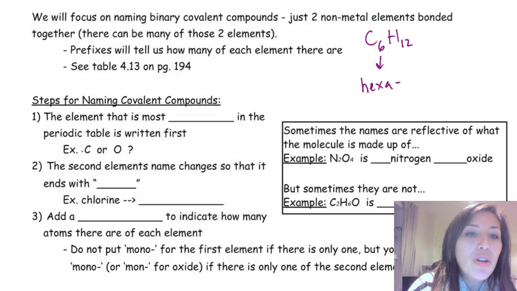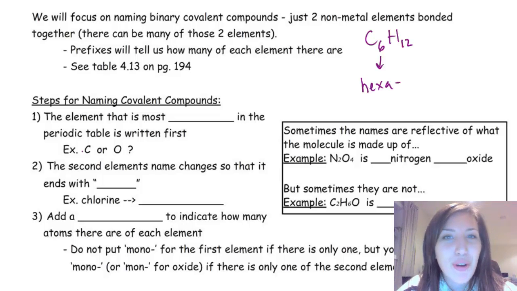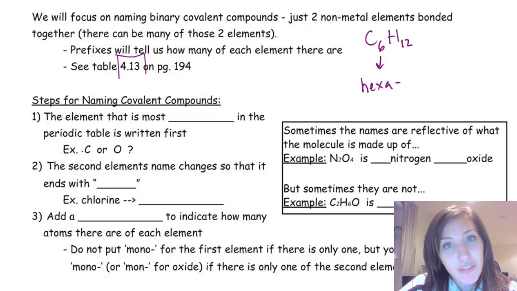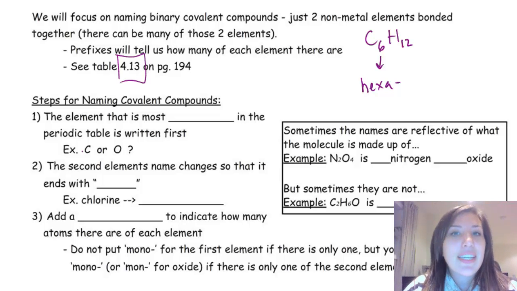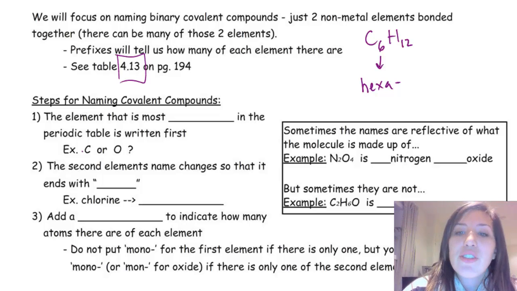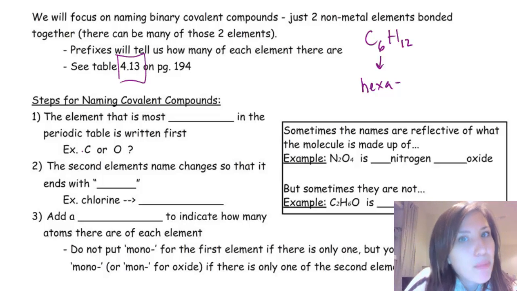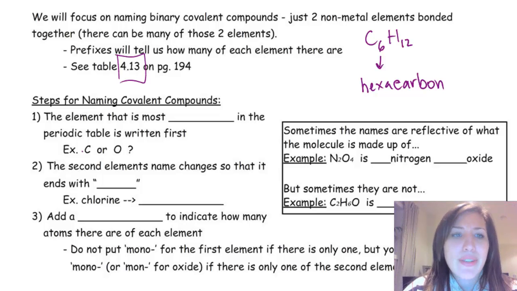And there's a whole list in table 4.13 on page 194 of your Science 10 textbooks. And this is very important that you get very familiar with these words and be able to use them really easily. So 6 is hexa for the prefix. So this would be hexacarbon, for example. So let's get into these steps. What do we do? How do we do it?